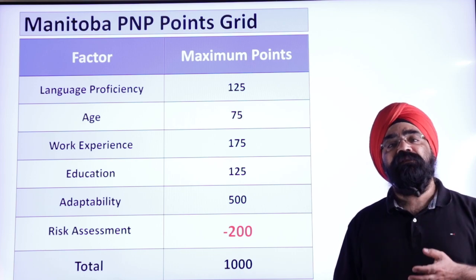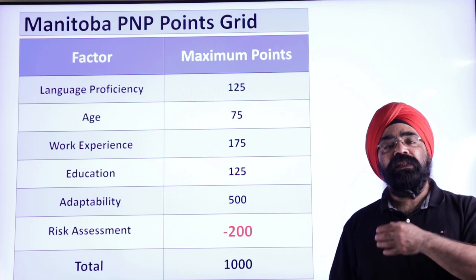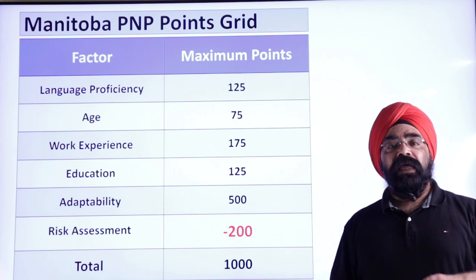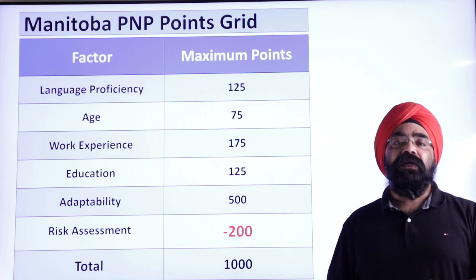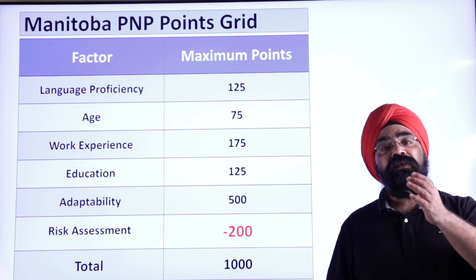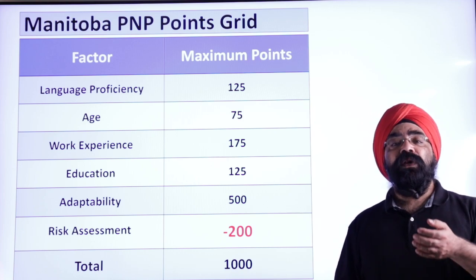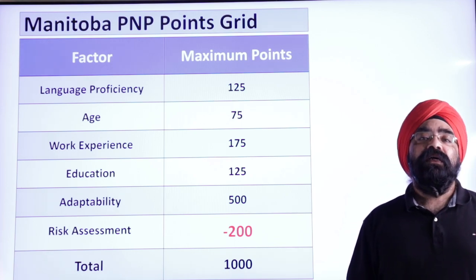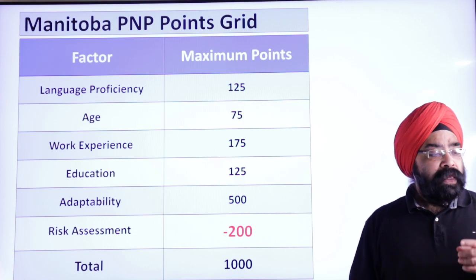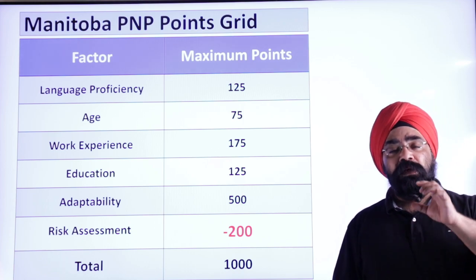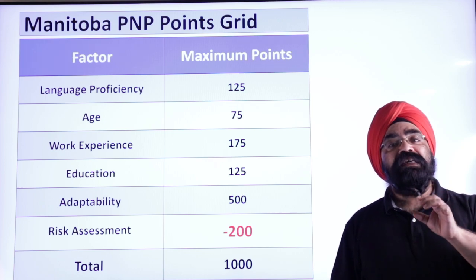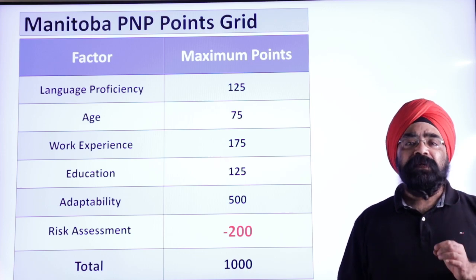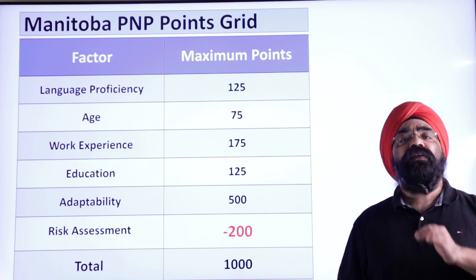If you have studied in another province, say for example, you studied in Ontario and you move to Manitoba and show all these details there, 100 points will be deducted. For example, you have worked in Ontario and then you move to Manitoba, your 100 points will be deducted. So it's a negative marking system also. If you see this grid, you will find the most important part of this grid is adaptability, point number 5. Adaptability gives you 500 points.